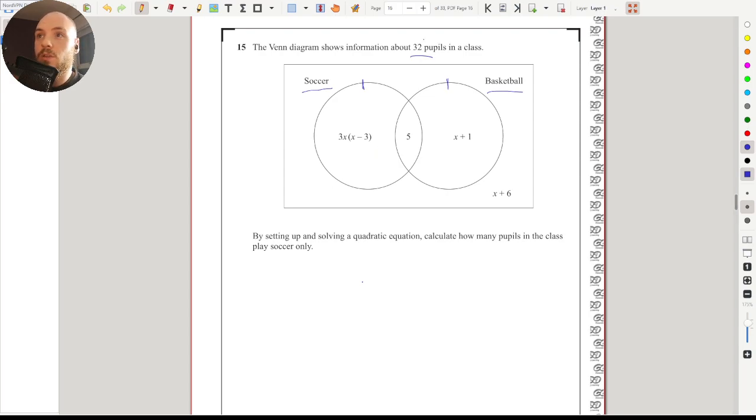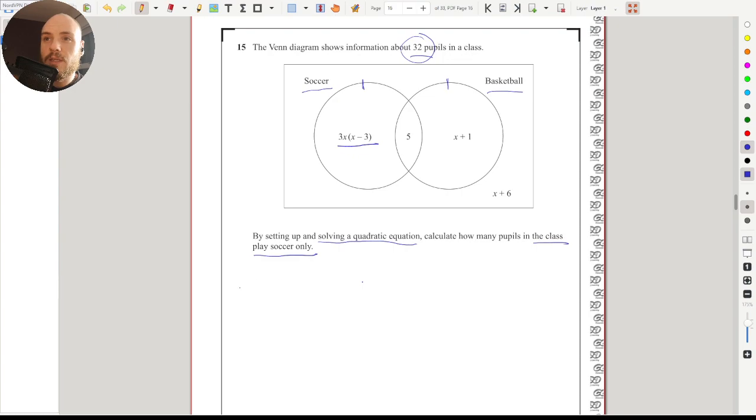We know that the total number of students is 32. That's why it gives us this information up here. By setting up and solving a quadratic equation, calculate how many pupils are in the class. How many pupils in the class play soccer only? We know that 5 play both soccer and basketball.